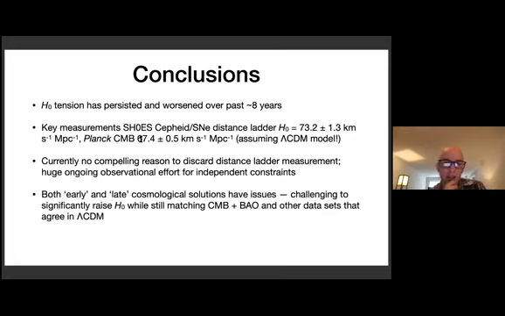the real challenge here is that it's very difficult to increase the H naught prediction from Planck while still matching the other data sets that in lambda CDM are in pretty good agreement.